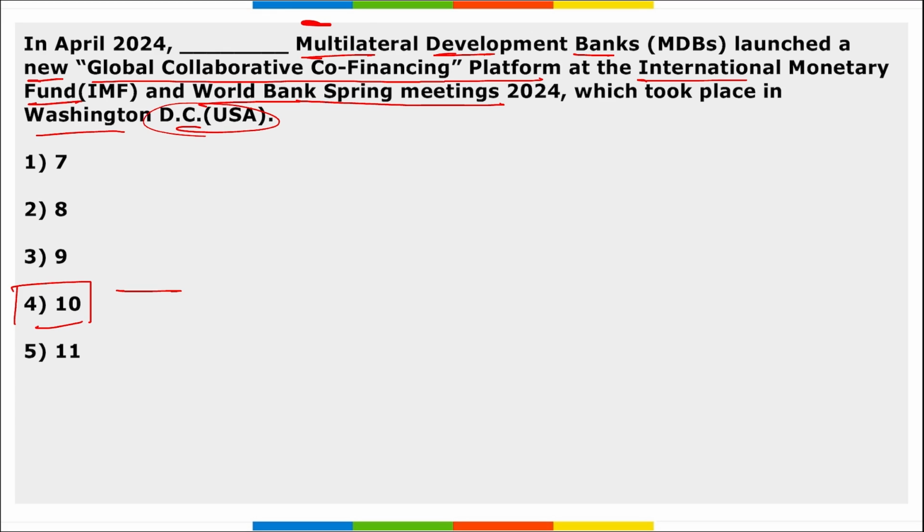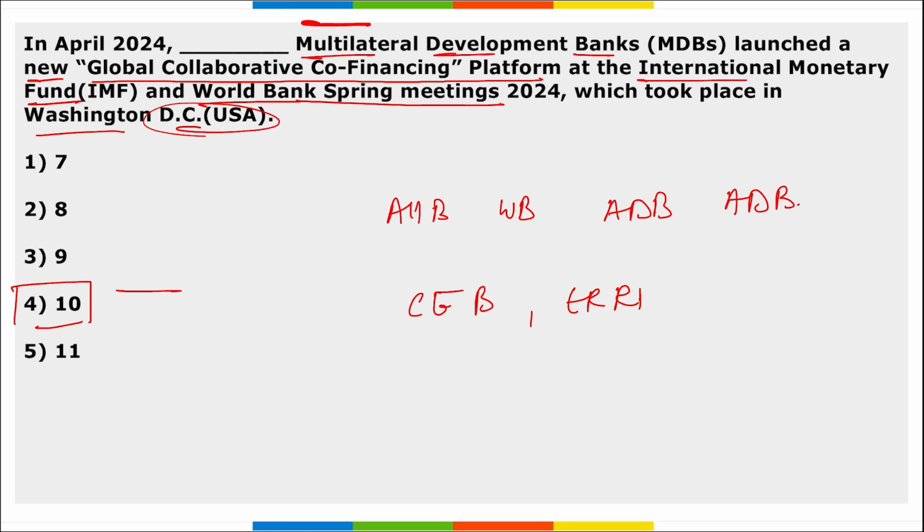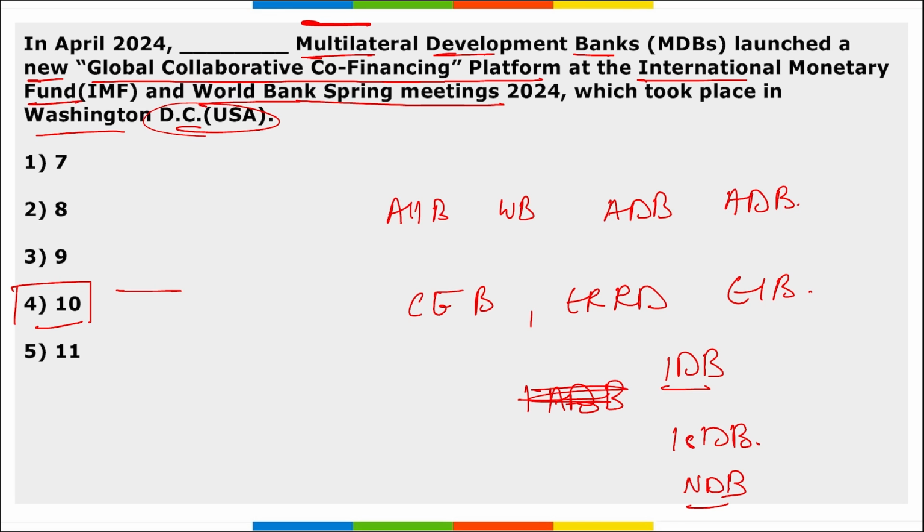And here the 10 multilateral development banks are Asian Infrastructure Investment Bank, World Bank, then African Development Bank, Asian Development Bank, Council of Europe Development Bank, European Bank for Reconstruction and Development, European Investment Bank, Inter-American Development Bank, that is IDB, and your Islamic Development Bank and your New Development Bank. So these are the 10 multilateral development banks that will be coming together for this global collaborative co-financing platform.